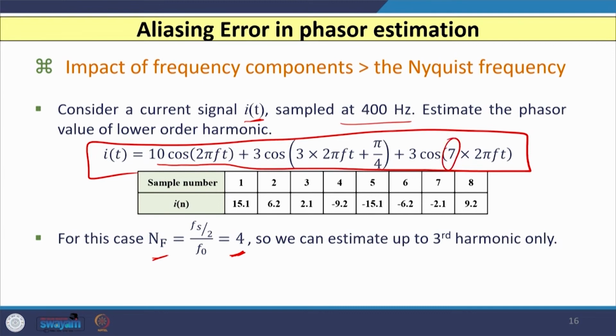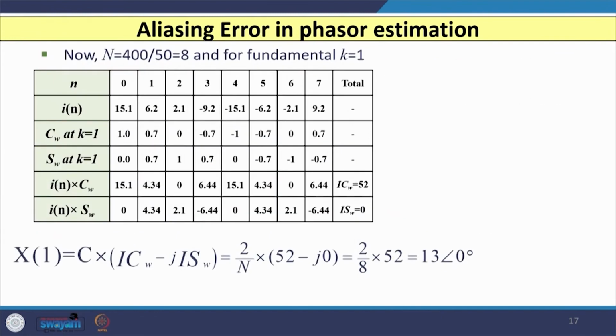Now, as the number of samples in a cycle is 8, we have 8 samples and we are going to acquire the value for each sample. Here, the value of N, that is the number of samples in a cycle, with 400 hertz as the sampling frequency, comes out to be 8, and let us say k is equal to 1 for the fundamental.